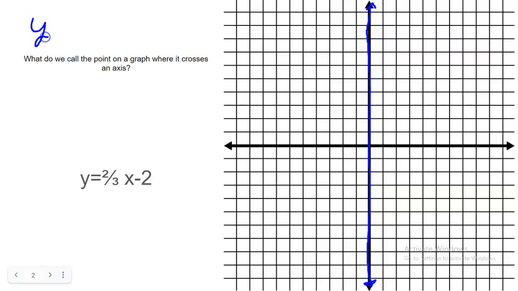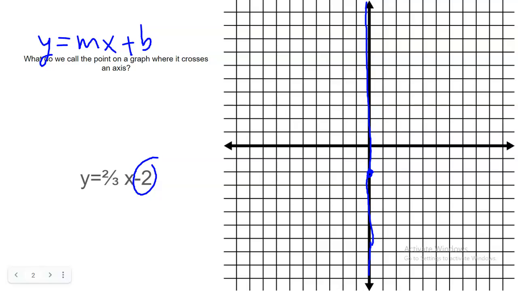So last week we talked about the equation y equals mx plus b. Okay, and b is where it crosses our y-axis. Now if we remember, if we look at this equation right here, we see that our y-intercept, where it crosses the y-axis, is actually at -2.